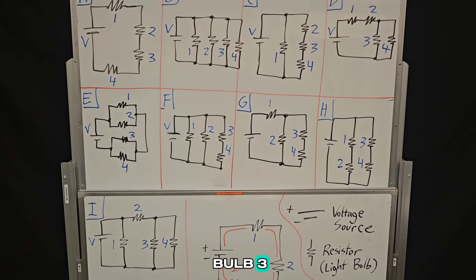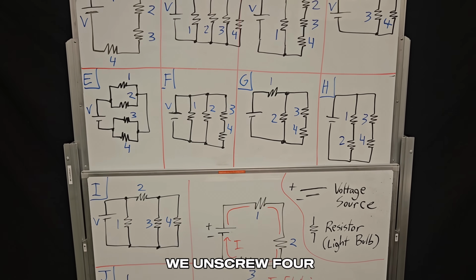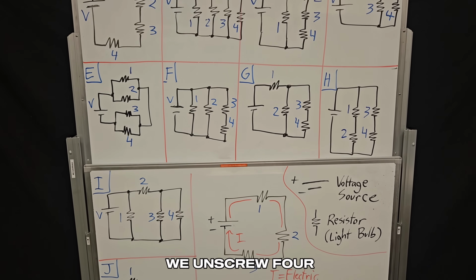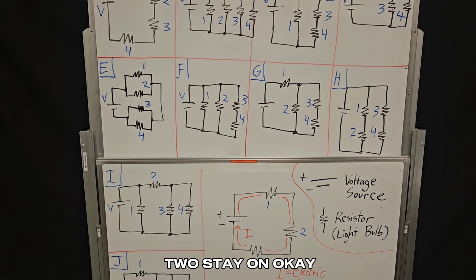But when we unscrewed bulb 3, because 4 is in series on the same path, 4 also goes out with it, leaving 1 and 2 on. And likewise, when we unscrewed 4, 3 goes out with it, but 1 and 2 stay on.